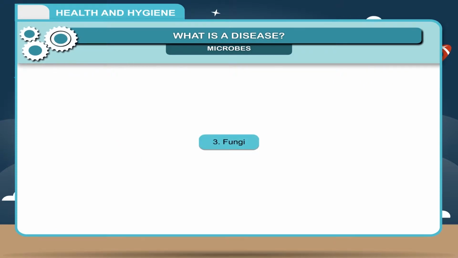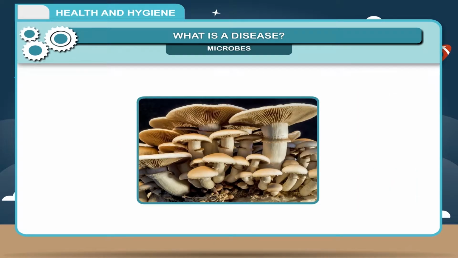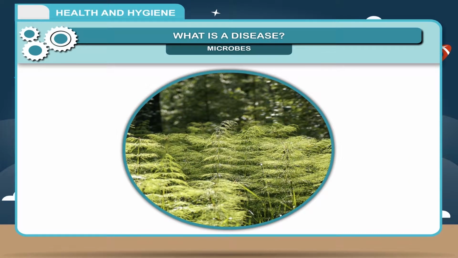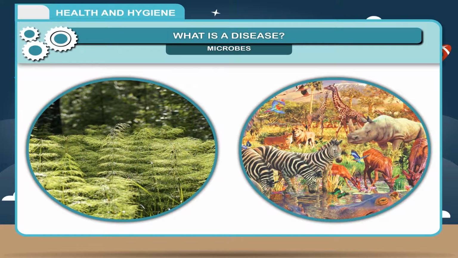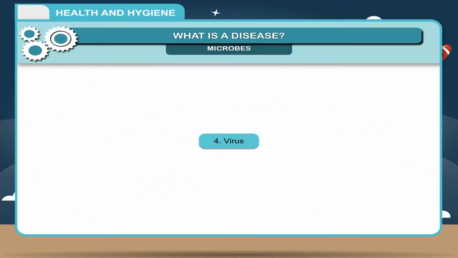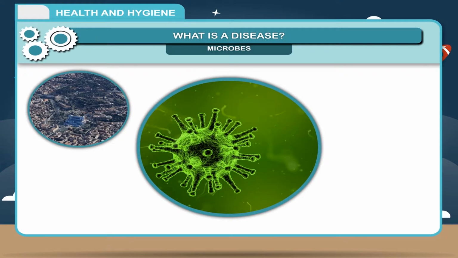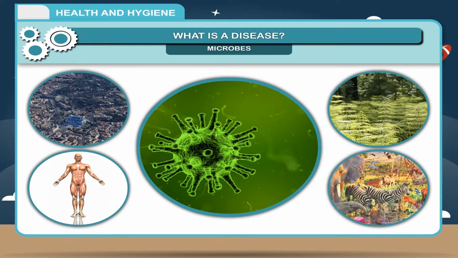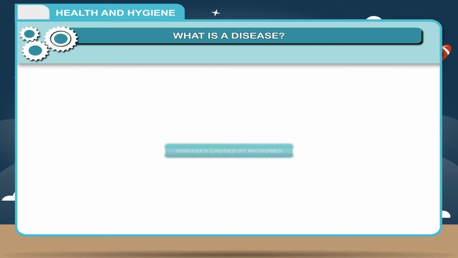3. Fungi. Fungi are plants which lack chlorophyll. Hence, they cannot make their own food. They live on decaying matter as well as living plants and animals. Dark and damp places are suitable for their rapid growth. 4. Virus. They are found everywhere. They become active when they enter the body of a plant or an animal.